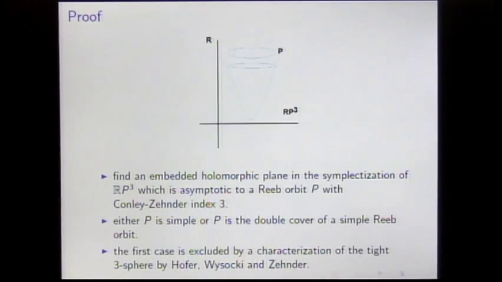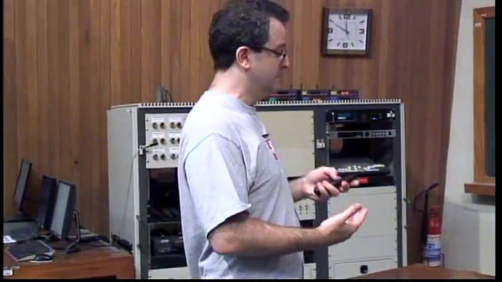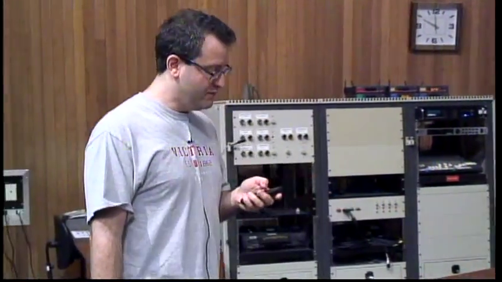So again, this is a condition for the existence of this finite energy foliation on the symplectization of RP3. This could be a first step to understand more general finite energy foliations on RP3. So the simple, not so strong, condition of dynamical convexity.